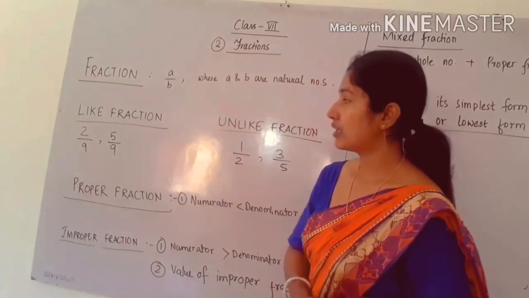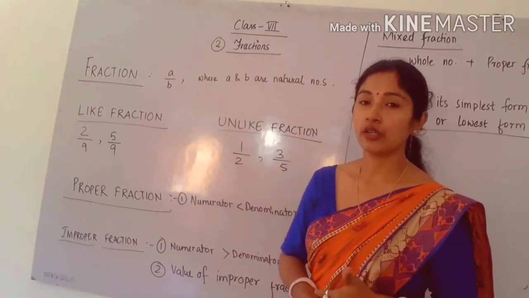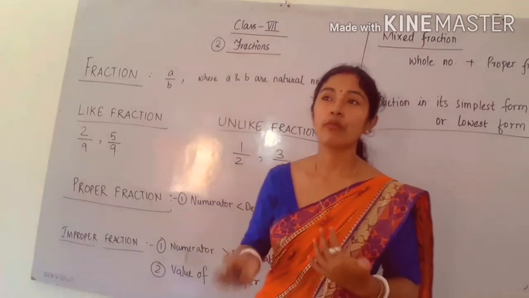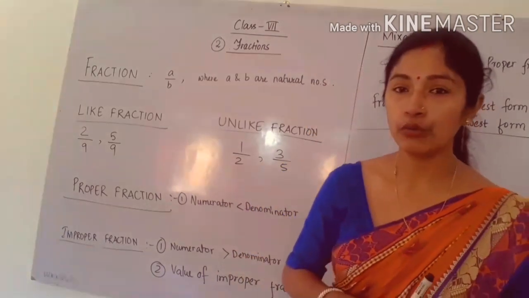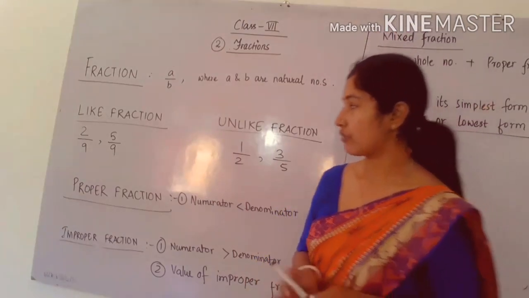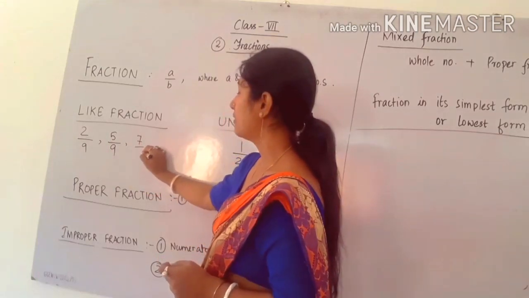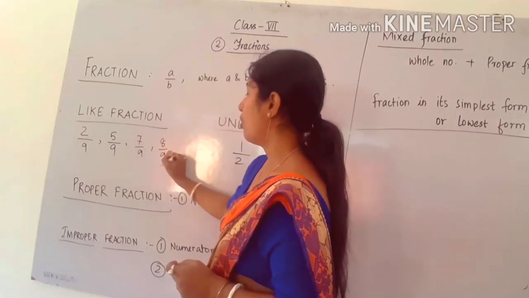So next is what is like fraction. In like fraction we will compare two or more fractions. So whenever we compare two or more fractions and if the denominators are the same, then that type of fraction is called like fraction. For example, 2 by 9, 5 by 9, 7 by 9, 8 by 9, all these are like fractions.